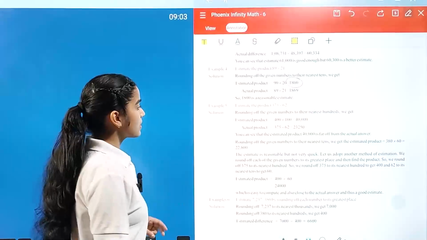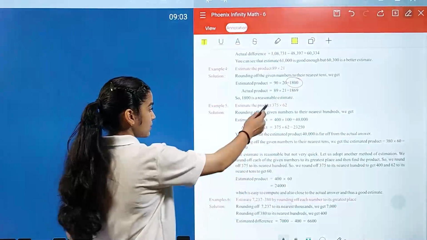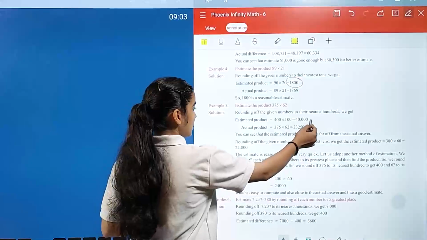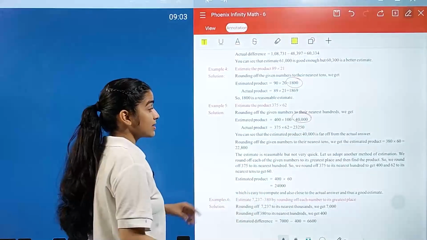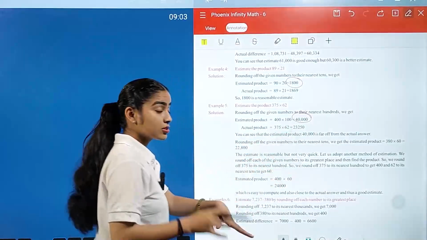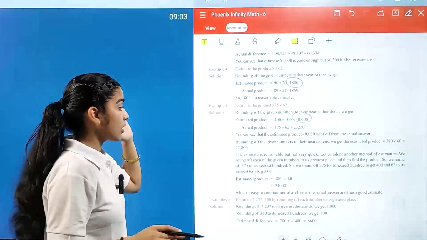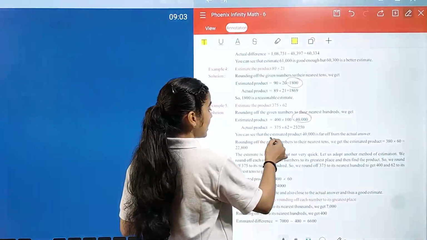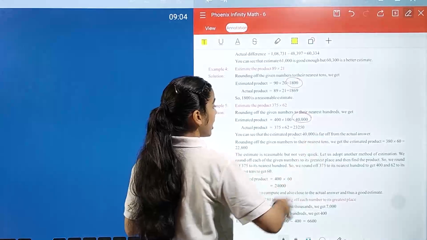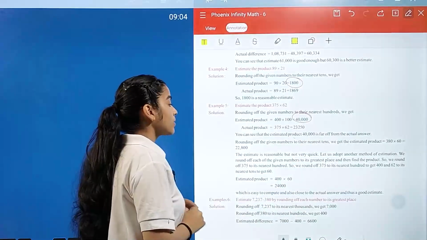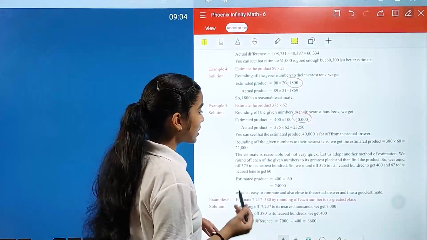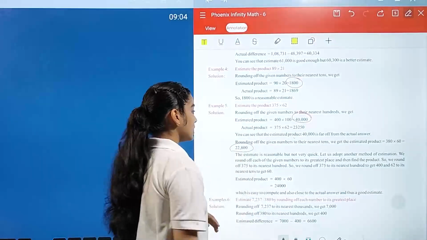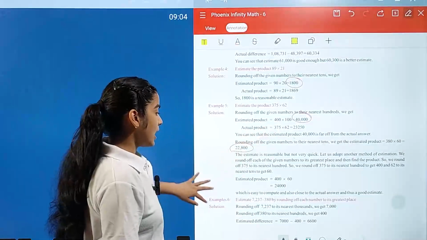Same process for 375 multiplied by 62. So 375 will be shifted to 400 and 62 will be shifted to 100. So your answer is 40,000, but your actual answer is 23,250, which is far away from 40,000. So now you have to take another round off. You can see that the estimated product 40,000 is far off from the actual answer. Rounding off the given numbers to the nearest tens, we get the estimated product 380 multiplied by 60, which is 22,800. So that is closer to your answer.